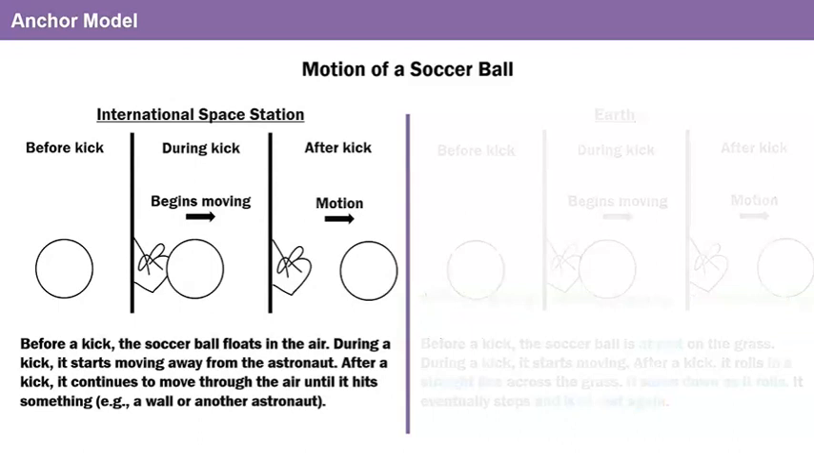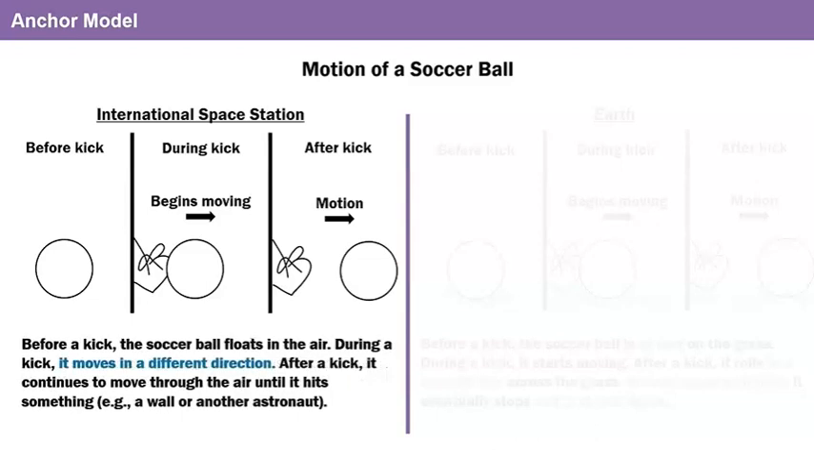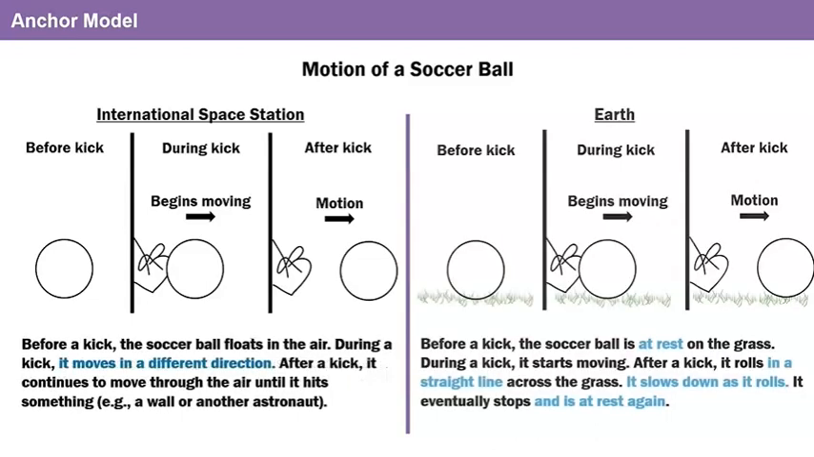Now for the International Space Station. Before we said that during a kick, it starts moving away from the astronaut. Now we know that during a kick, it moves in a different direction. Your second task today is to update the anchor model and explanation in your science journal.